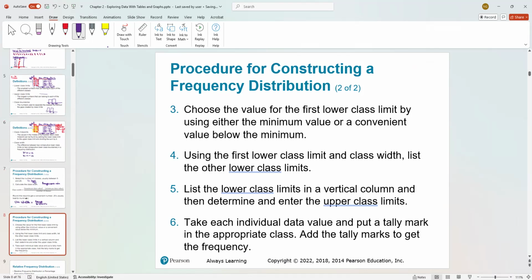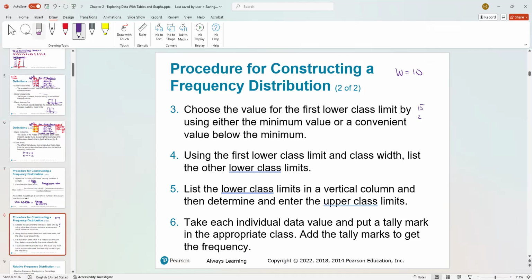To continue with the procedure for constructing a frequency distribution, the third step is to choose the value for the first lower class limit by using either the minimum value or a convenient value below the minimum. Remember, they would tell you to start with that particular number as the lower class limit. Using the first class limit and class width, list the other lower class limits. If the first lower class limit is 15 and the width is 10, the next one would be 25.